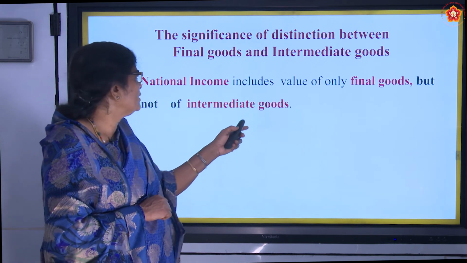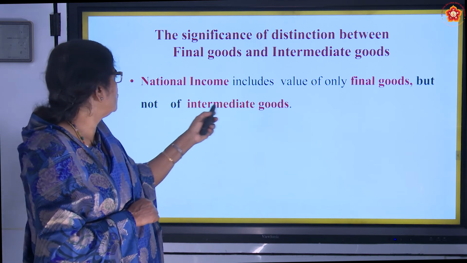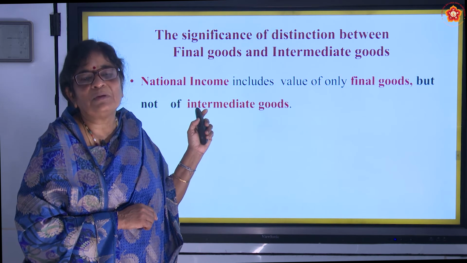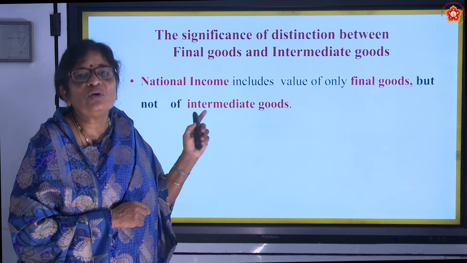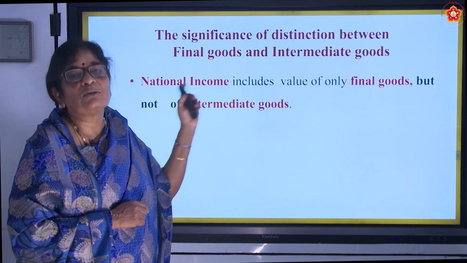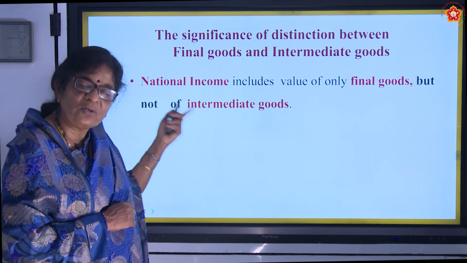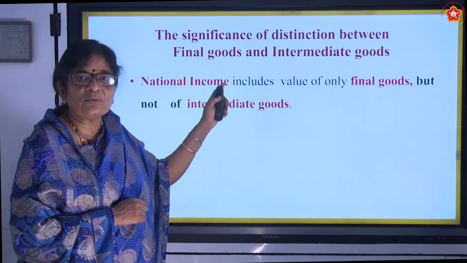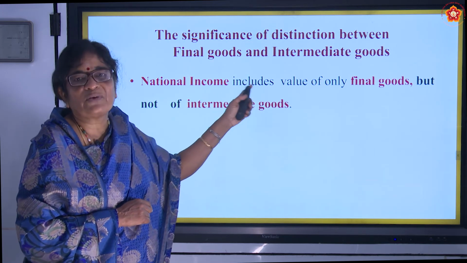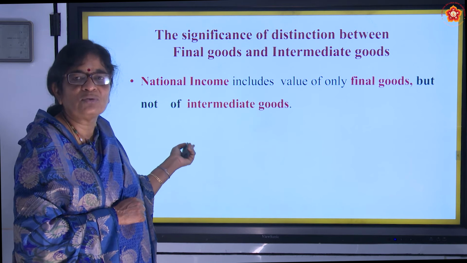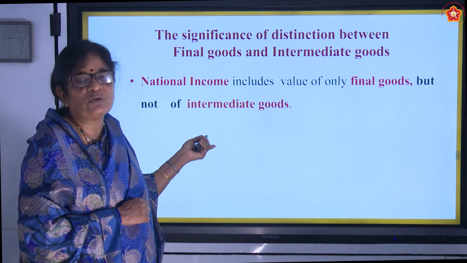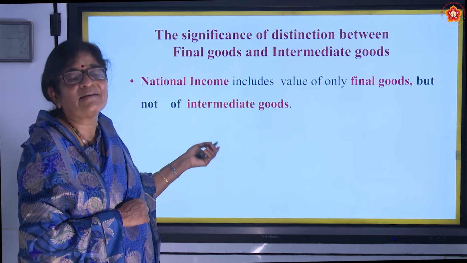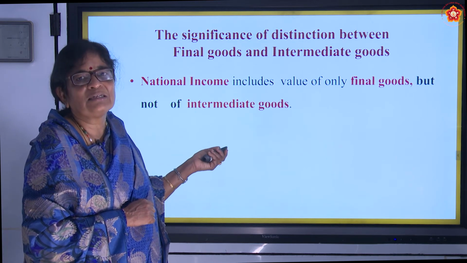And national income includes the value of final goods, but not intermediate goods. That you should understand. While calculating national income, you should be very clear: only consider the final goods, not intermediate goods, because the value of intermediate goods is already included in the final good. Therefore, after including a commodity as a final good, you shouldn't take the value of the intermediate good again. It will amount to double counting, and it's an error in national income accounting.